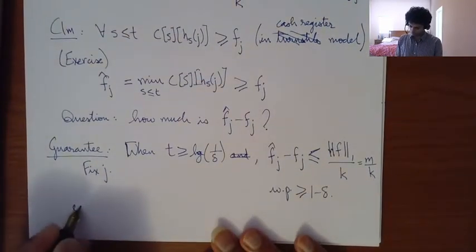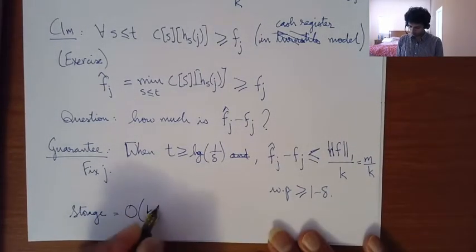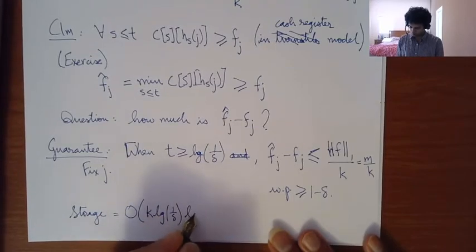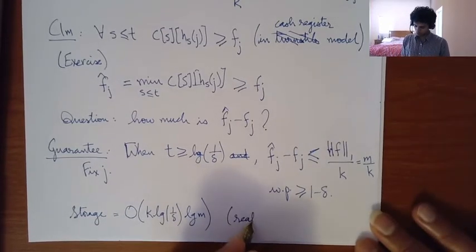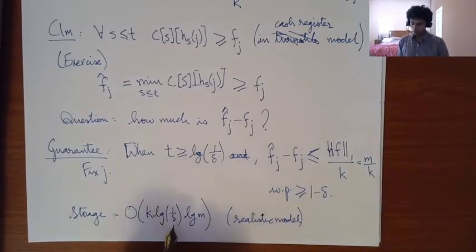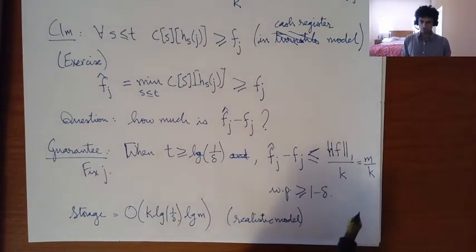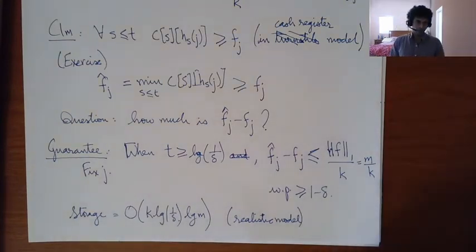So the storage is essentially O of k log 1 over delta log m. This is assuming a hash function in the realistic model. Right, so it's k log 1 over delta log m. And if you really wanted to have such a guarantee hold for all vertices, then you would have to make this be log n, and you would basically get k log n log m, and then you could apply union bounds over all the elements. Okay, this is the guarantee that I'm going to show you.